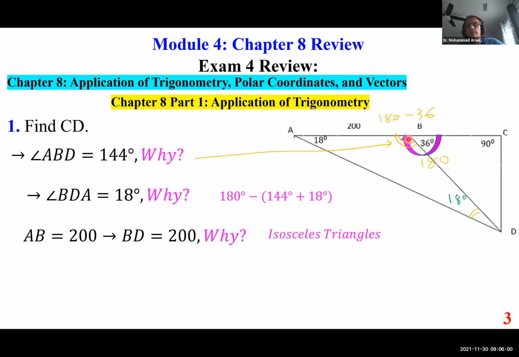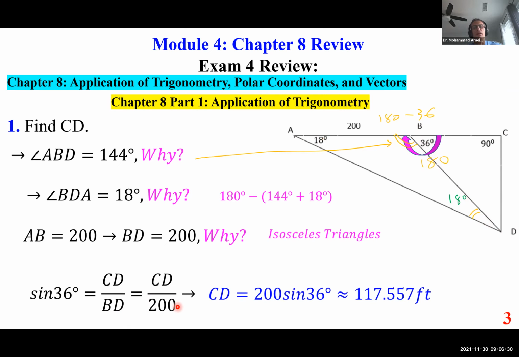Now let's look at this small right triangle. Sine of 36 degrees can be evaluated as CD over BD, the opposite over the hypotenuse. So CD is missing, and we found BD to be the same as AB, 200, and practically we are done. The cross product will give us the answer. As far as the number of decimals, always use enough decimals and then make a decision according to what they ask you.